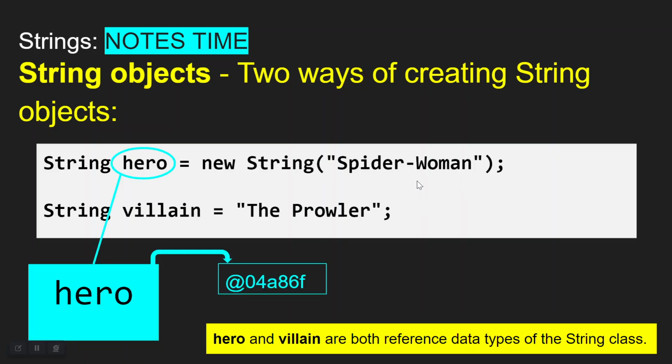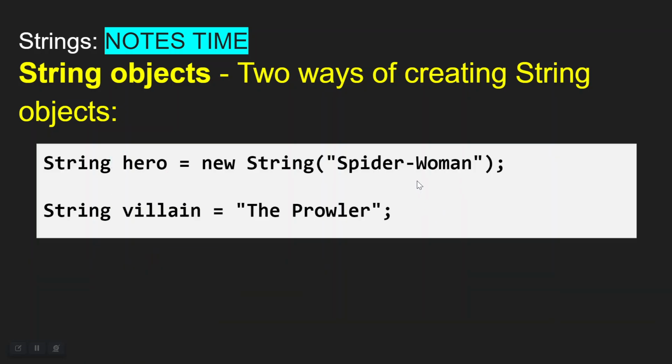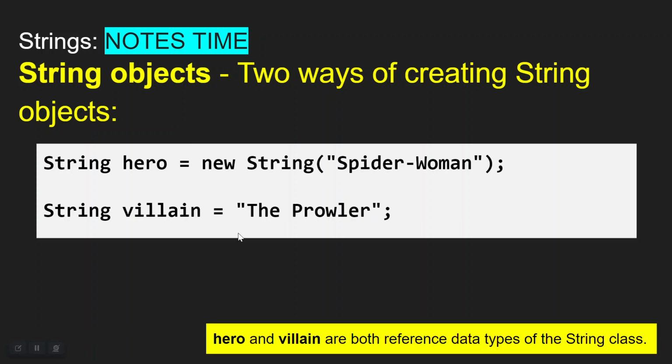And let's see. Okay, sorry. We can also do it this way down here. String villain equals the prowler. And in both of these cases, hero right here and villain are both reference data types of the string class.